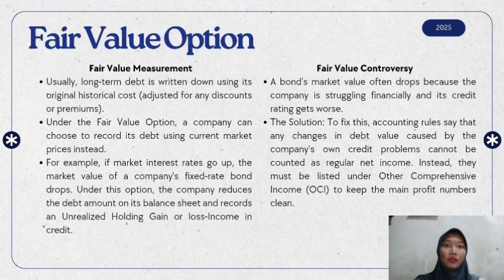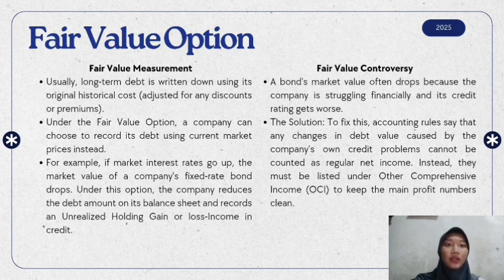So I want to explain about the fair value option. The first option is fair value measurement. Usually long-term debt is written down using its original historical cost, adjusted for any discounts or premium. Under the fair value option, a company can choose to record its debt using current market prices instead. For example, if market interest rates go up, the market value of a company's fixed rate bond drops. Under this option, the company reduces the debt amount on its balance sheet and records an unrealized holding gain or loss in income.